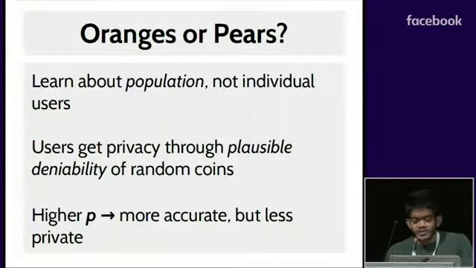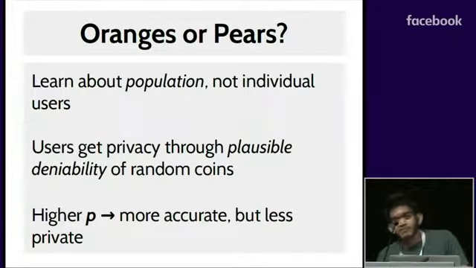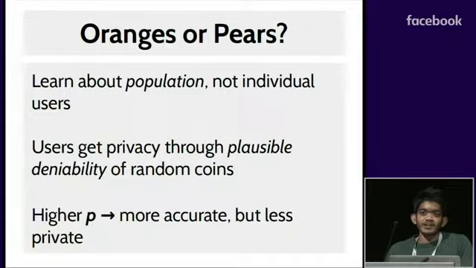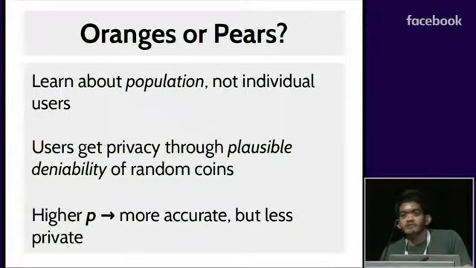And so the intuition is the higher the bias of this coin, the more accurate this process is going to be, but it's also going to give less privacy to people. If P is like 0.99, people don't really have much room to say, oh, it's just the coin that did that. It's not what I believe.